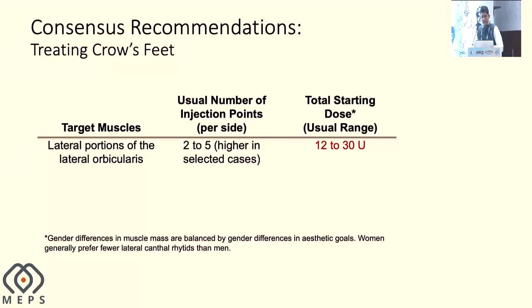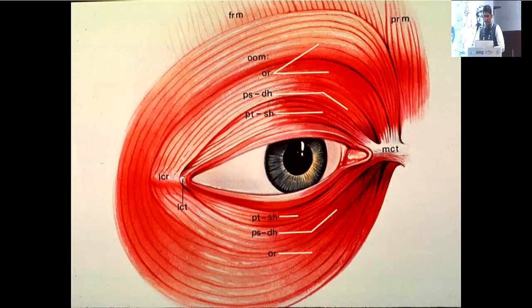So usually, as I said, around 12 to 30 units, 6 units each side. Start with 2 units at each spot, and then you can go higher depending on the effect that you get.